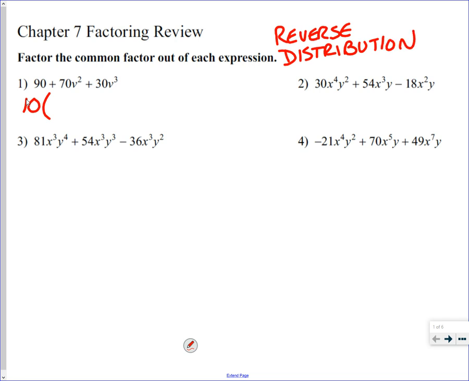When I factor out a 10, or divide everything by 10, 90 divided by 10 would be 9, 70 divided by 10 would be 7, and then I still have my b squared. 30 divided by 10 would be 3b cubed.